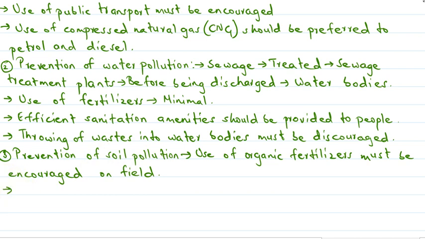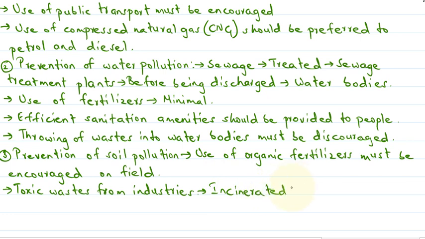Then toxic waste from industries should be incinerated. Toxic wastes from industries must be, what should we do? We must incinerate them, that is, they must be burnt before disposal.